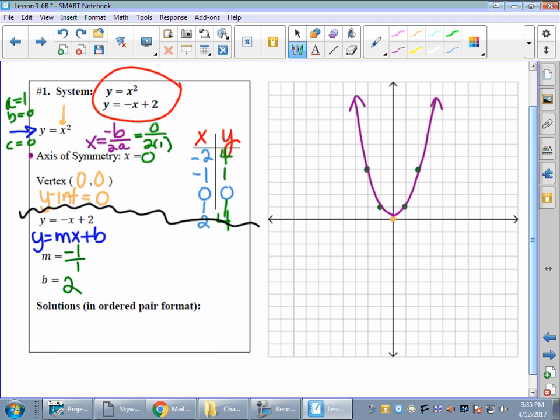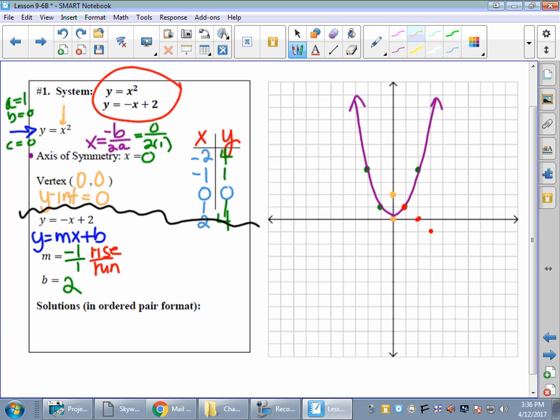The really nice thing about lines is we don't need to go to an xy table if we know the y-intercept is at 2. And we know that our slope is -1 over 1. Remember, that's rise over run. So I'm going to go down 1 and right 1. Do you remember doing this graphing from back in the day? Down 1 and right 1, down 1 and right 1.